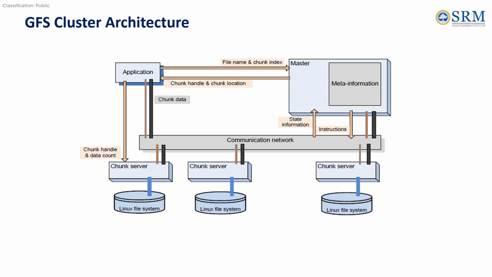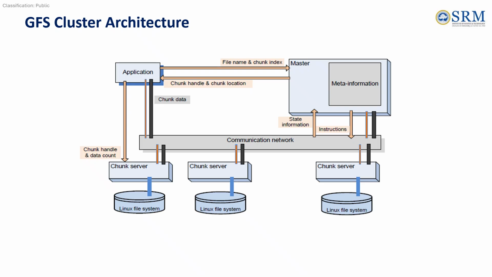Let us now understand the architecture of the Google File System cluster. At the center of the architecture is the master node. The master acts as the controller of the entire GFS system. It maintains metadata information such as file names, chunk locations, and access permissions. It also coordinates communication between clients and chunk servers.